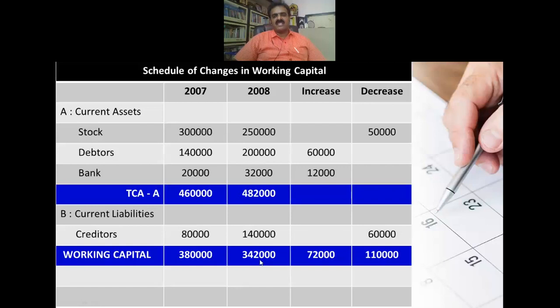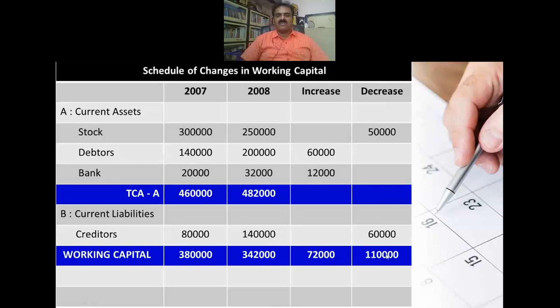Similarly, in the increase and decrease columns, we need to find the total. In the total increase column, 60,000 plus 12,000 is 72,000. In the decrease column, 50,000 and 60,000 is 1 lakh 10,000. So these two columns represent the total increase in working capital, which is 72,000, and the total decrease in working capital, which is 1 lakh 10,000.